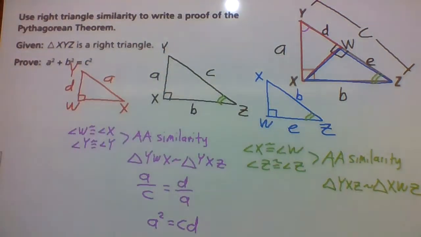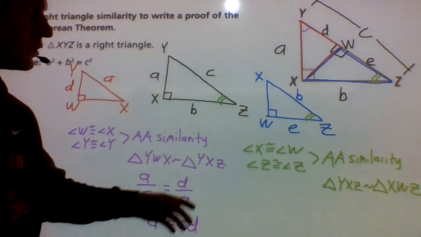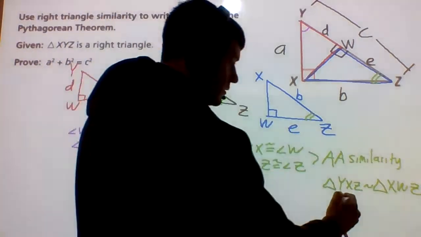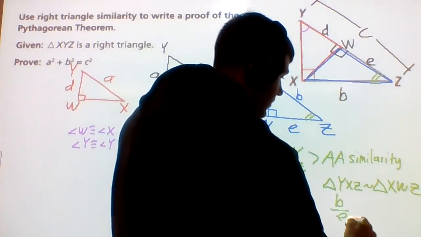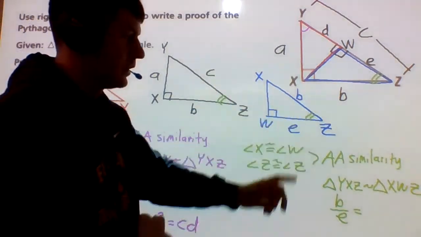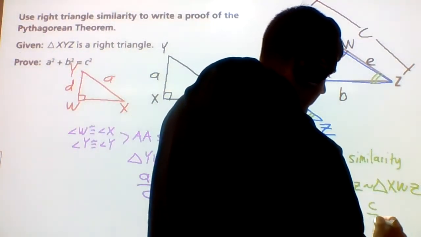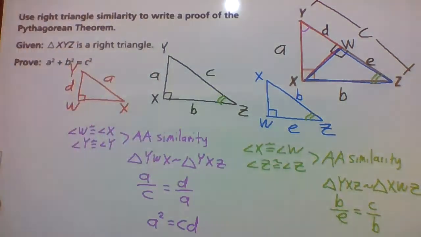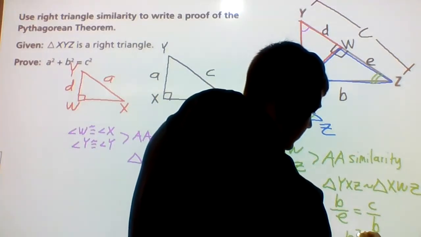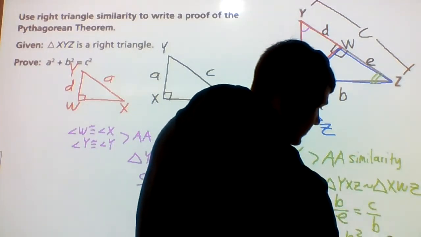Since those two triangles are similar, we know their sides are proportional. So b here is going to match up with e. So b over e is going to equal c over b. To solve the proportion, we cross multiply, so we end up with b squared equals c times e.